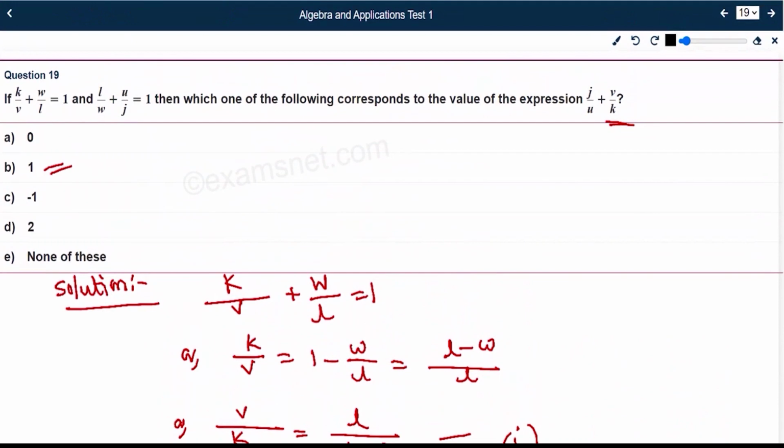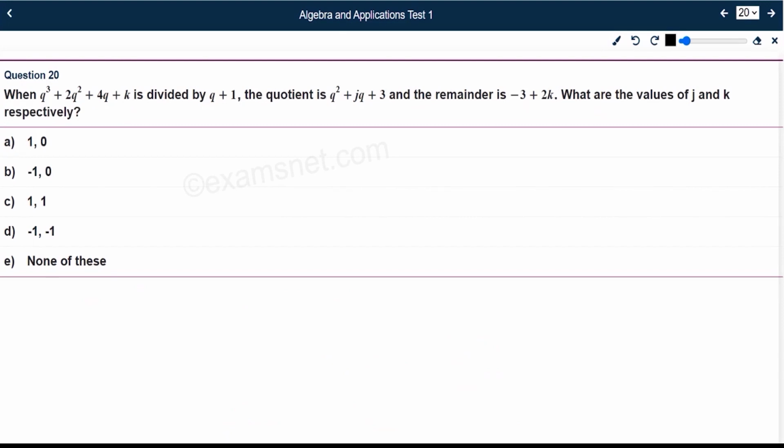Okay, now let's move towards the next sum, question number 20. When q cube plus 2q square plus 4q plus k is divided by q plus 1, the quotient is q square plus j q plus 3 and the remainder is minus 3 plus 2k. What are the values of j and k respectively? Okay, so first, student, please do remember the division algorithm.